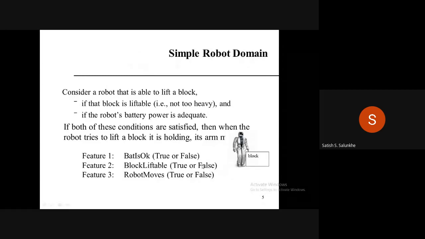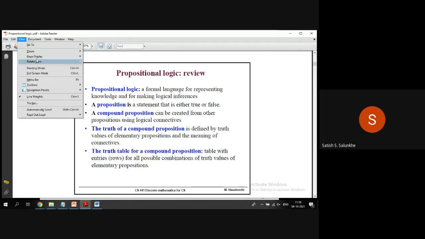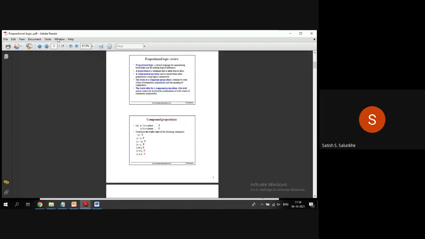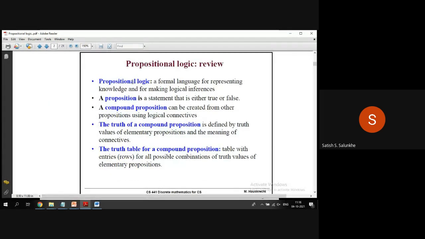So what is the... I will start directly with propositional logic. So propositional logic is a formal language for representing knowledge and making logical inference.